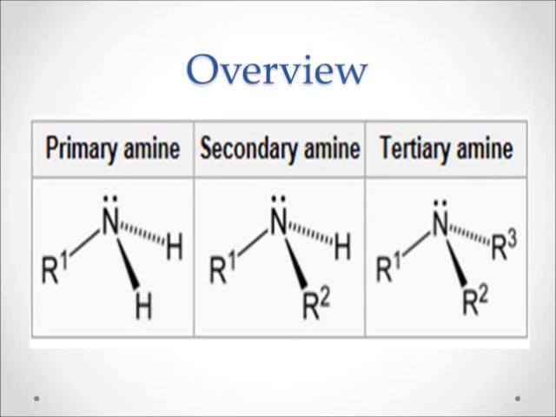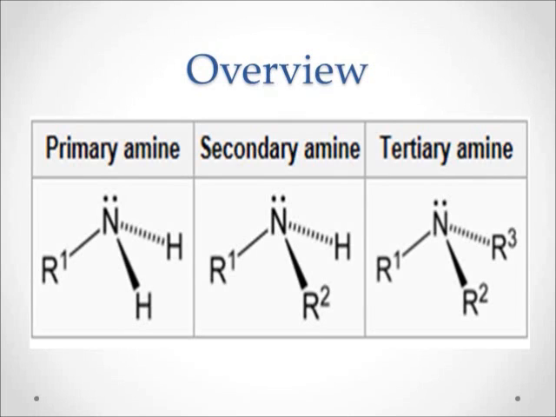Amines are derived from ammonia, NH3. An amine is where one or more of the hydrogens have been replaced with either an alkyl or an aryl group. There are three different types of amines: primary, secondary, and tertiary, as seen in the diagram.